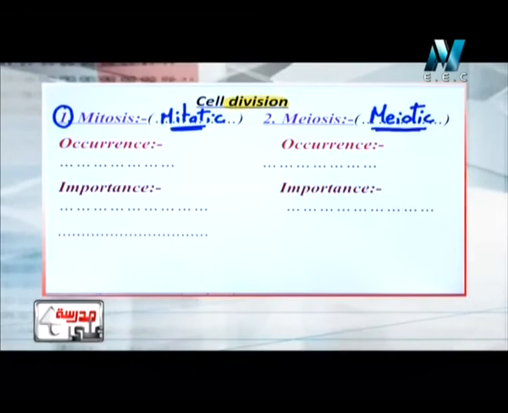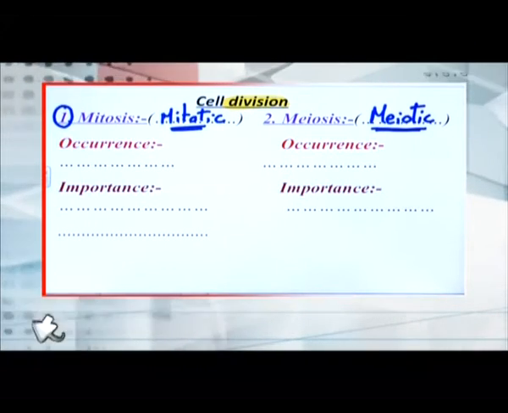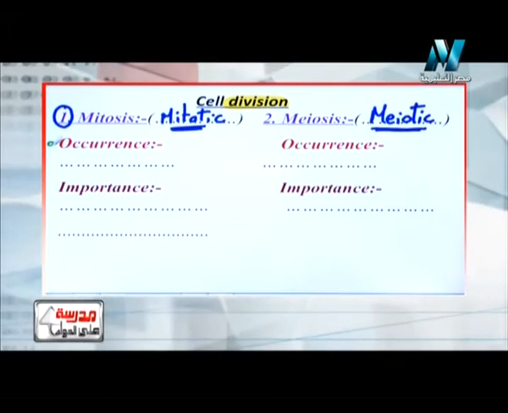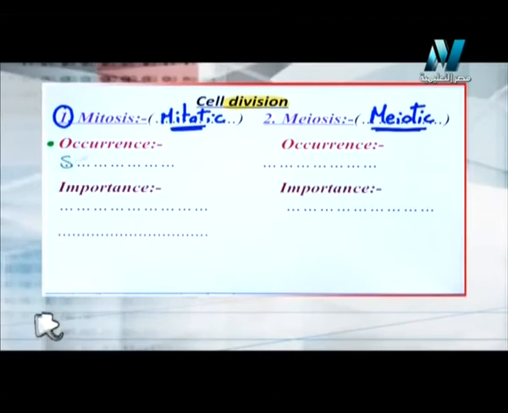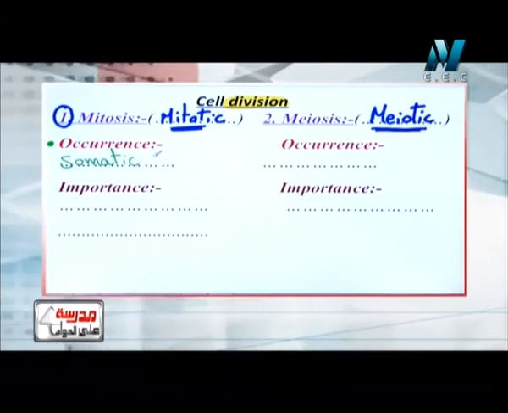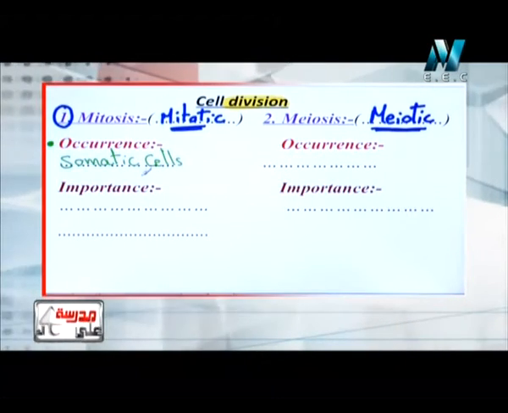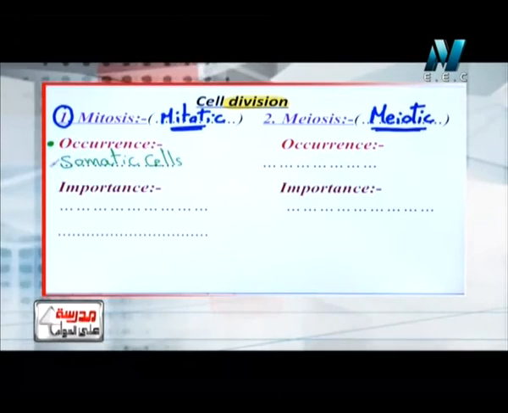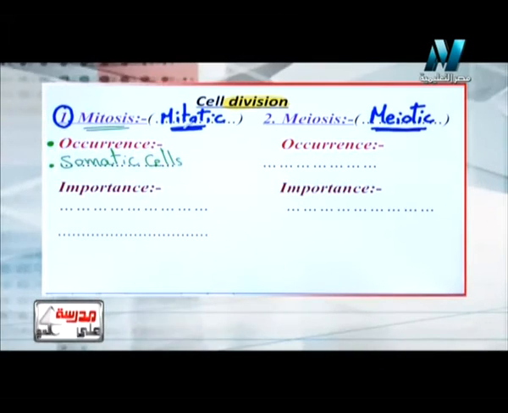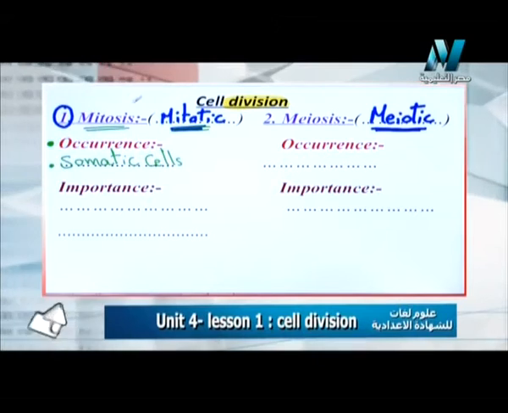The occurrence, where does it happen? The location, where is it? Of course number one, mitosis, the place or the occurrence is in somatic cells. In what? In somatic cells, as all body cells except the reproductive cells. What is the importance of the mitosis division or mitotic? The two have the same meaning, mitosis or mitotic.